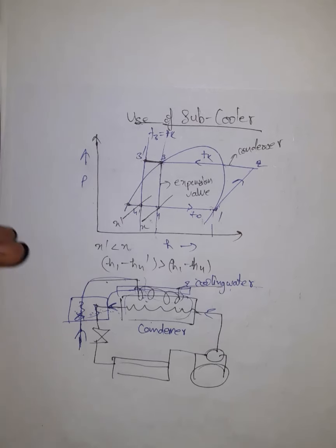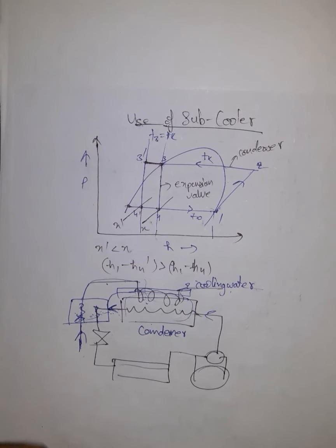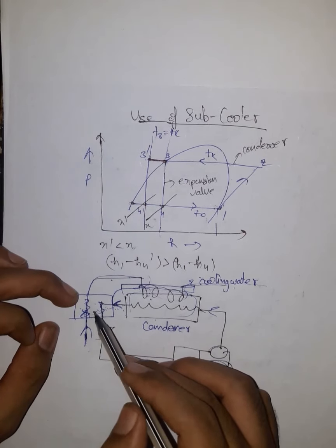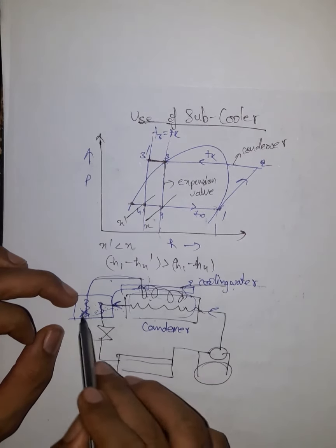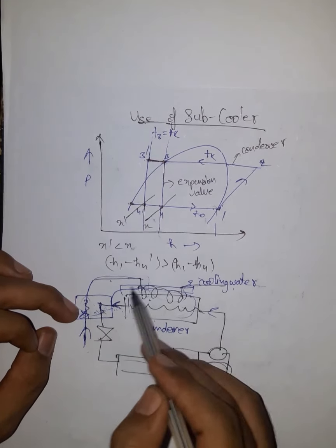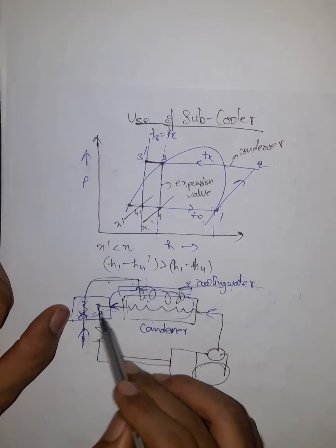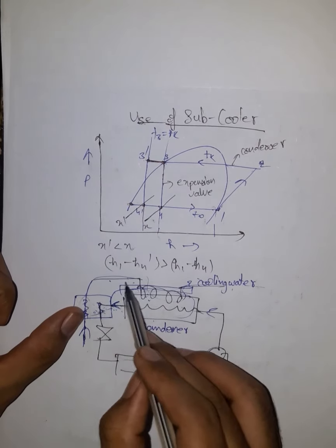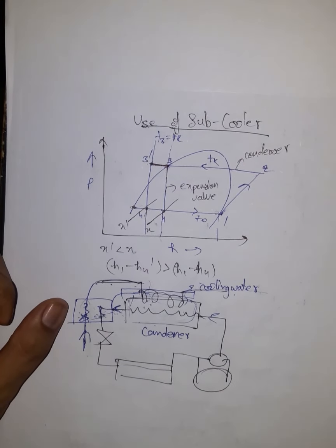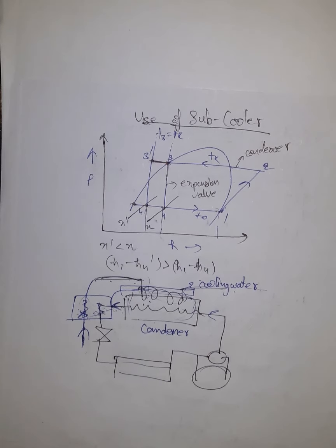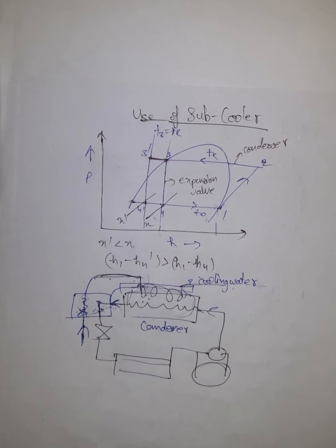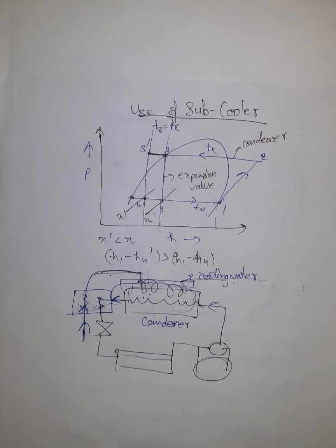Now there is one disadvantage of using the subcooler in this way. What is the disadvantage? After cooling the liquid that is coming out of the condenser, this water is now warmer than it would have been if it had not taken the heat from here. So the actual temperature of the water that comes in contact with the condenser has increased. This increases the work of compression, which is not desired. So the effect of subcooling is offset by the increase in the work of compression.